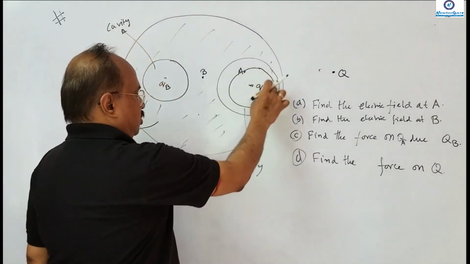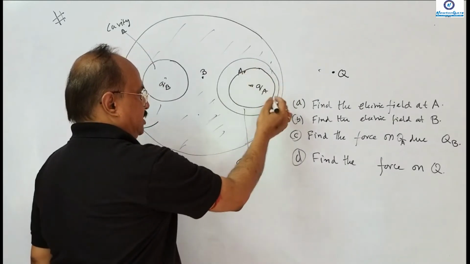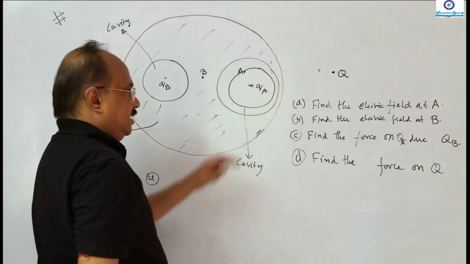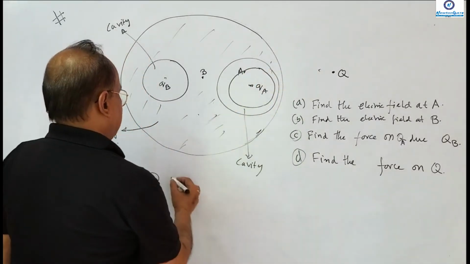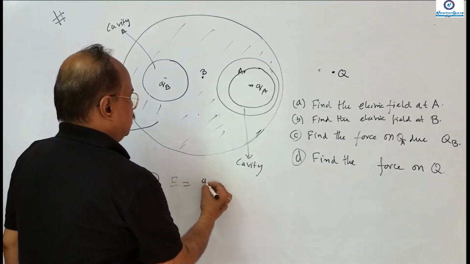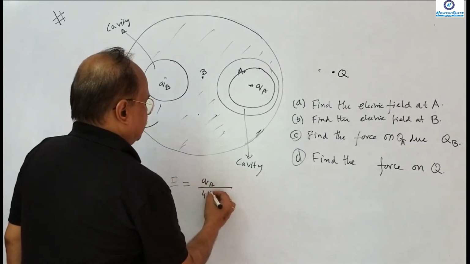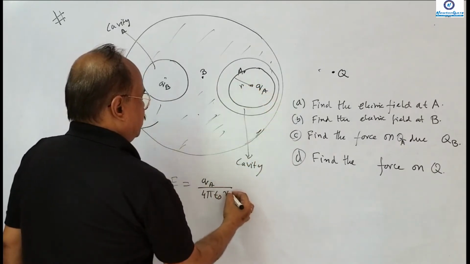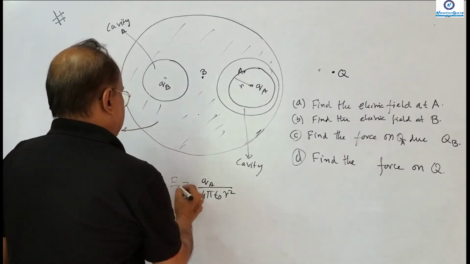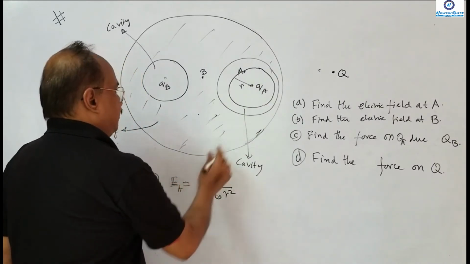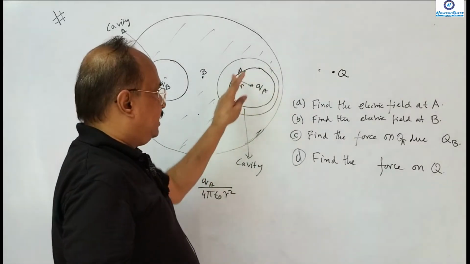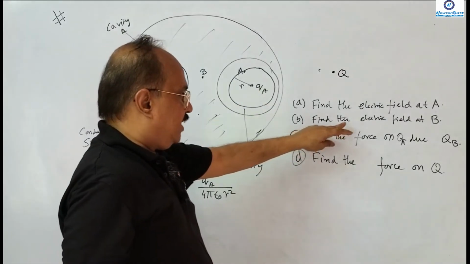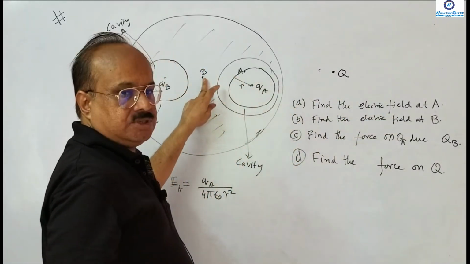So if I pass the Gaussian surface, the electric field at point A, if it is symmetrical and QA is kept at the center, will be equal to QA divided by 4 pi epsilon naught r square, where r is this distance. So I have found the electric field at A. That means the electric field at A exists, remember it, inside the cavity due to this charge. There is no problem. Next question is, find the electric field at B, this point.